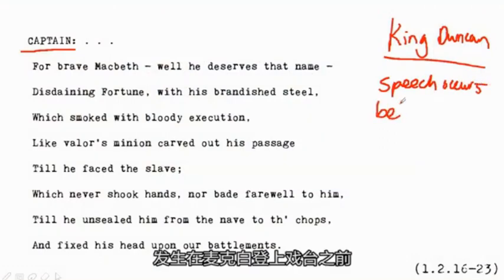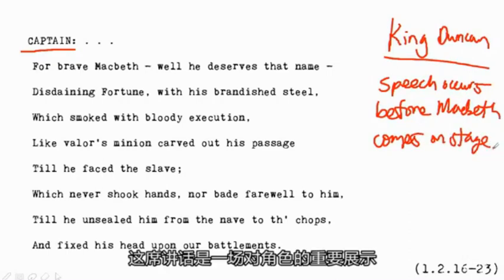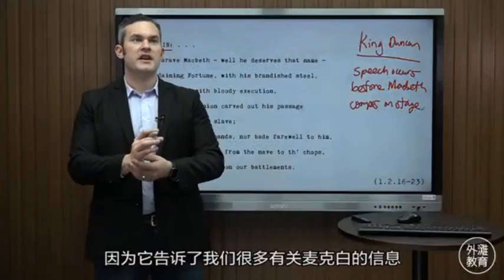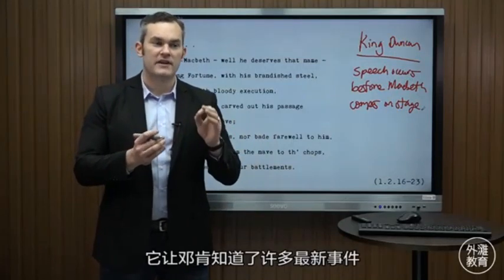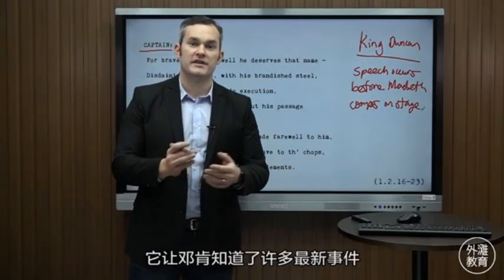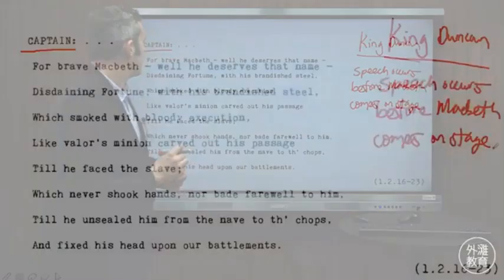occurs before Macbeth comes on stage. And this speech counts as important character exposition because it tells us a lot about Macbeth, even as it tells Duncan about recent events. Let's take a look.